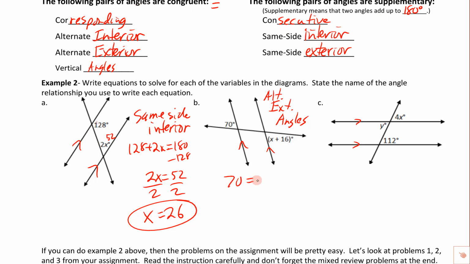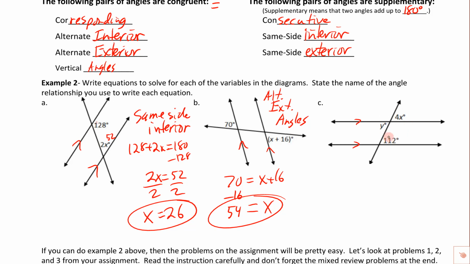So we're going to say 70 equals x plus 16. We're going to subtract the 16. So we get x is equal to, and 70 minus 16 would be 54. Oh, that was just an x, so we don't need the degree sign on there. All right, and then the last one.